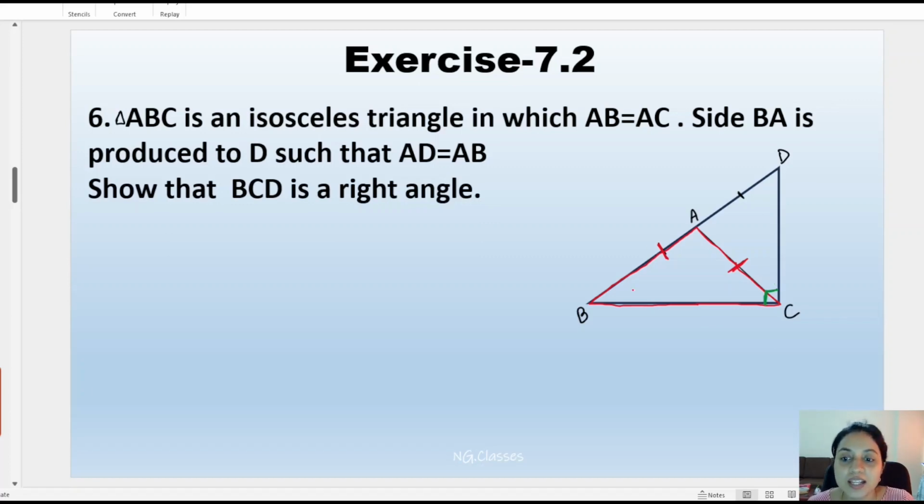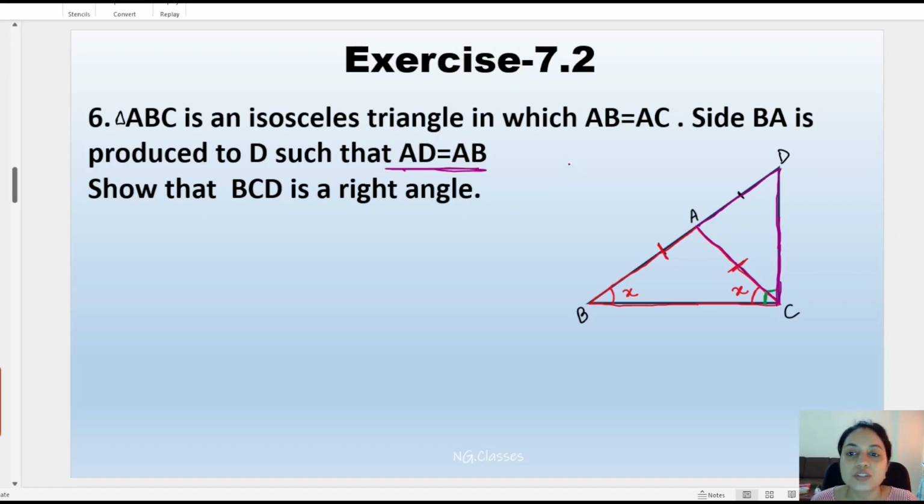Now, since triangle ABC is an isosceles triangle where sides AB and AC are of the same length, can we say here angle B will be equal to angle C? Opposite angles will also be equal just by the previous theorem. So, if angle B is X, here angle C will also be X, right? Now, if we focus on the other triangle, the purple triangle, we can see this triangle is also an isosceles triangle. Why? Because it is already given in the question that sides AD and AB are of the same length.